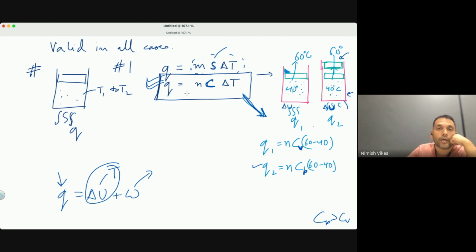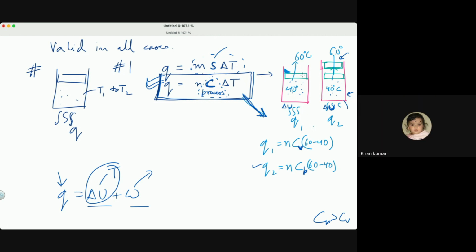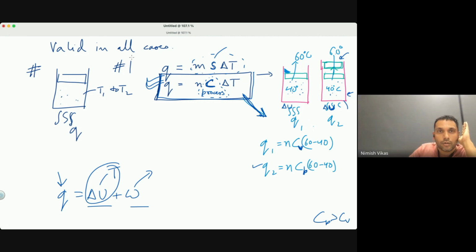But I'm driving the point again that this formula is the all-time formula provided C of the process is known. C of the process is known, which one may not be knowing. Is that clear, guys? So if C of the process is known, you don't go for this plus this. You can directly apply nC(process) delta T as your Q. Is that clear, guys? If the C of the process is not known, then obviously you'll check whether you can calculate work or not, whether you can calculate internal energy or not.